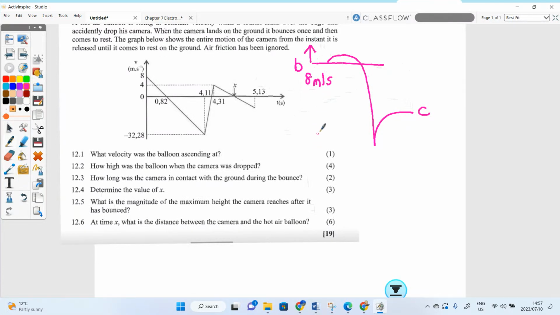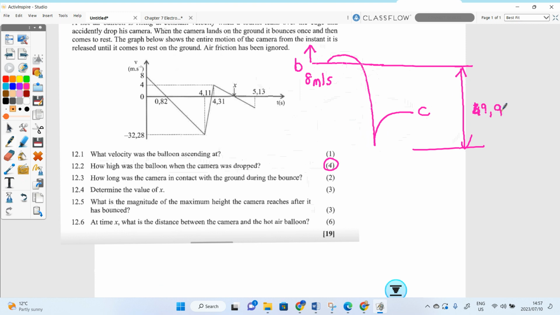Now, can't you just work out how far it went up, add the distance of the balloon to the ground, and then minus the distance of the camera? Yes, because we already know what the height was when it was dropped. What was our value there from there to there? We calculated that distance already. It was 40 point something or 30. Guys, the answer for this one, 12.2, 39 point, 49 point.